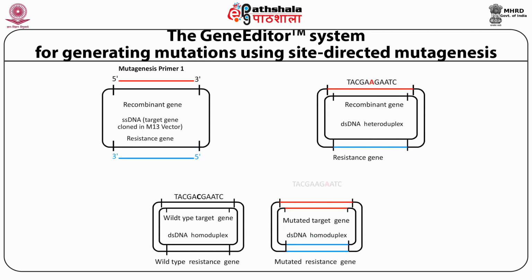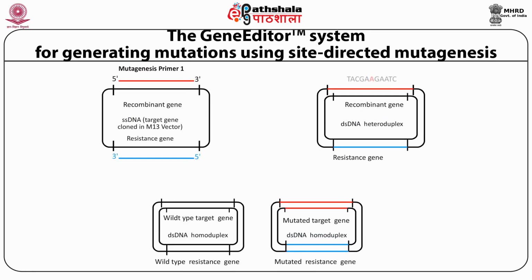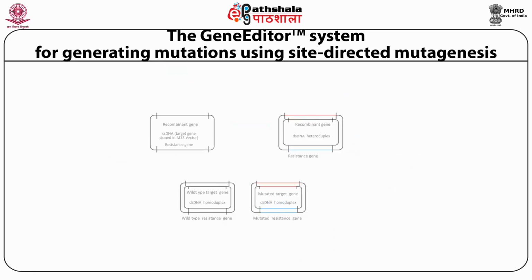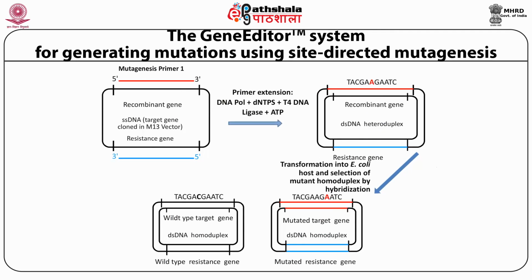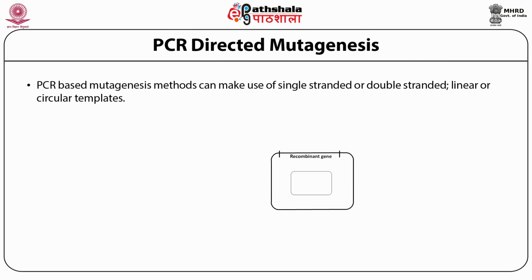So the recombinant which has the desired mutation can be selected at a slightly higher concentration of the antibiotic, for which the resistance has now been incorporated into the mutated duplex. Let us look at another type of mutagenesis method, which is PCR based.